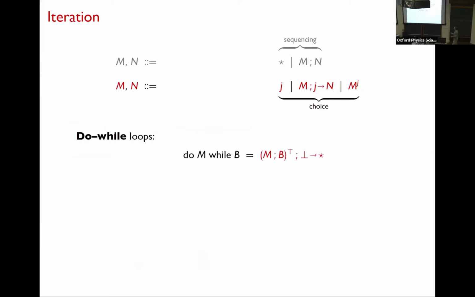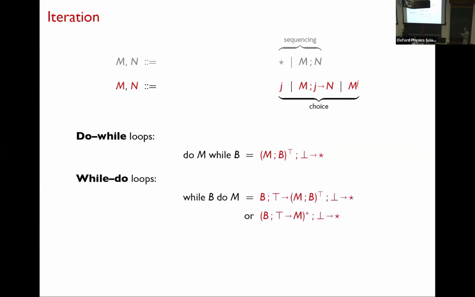So now this is an actual do-while loop. So do M while B, where B is a Boolean, is encoded by saying do M, then do B. If it's true, keep repeating. If it's false, terminate successfully. But we do need to capture the exit jump. So the Boolean generates a repeat jump, which is top, and an exit jump, which is the bottom, and we need to catch that in order to signify success with this computation.